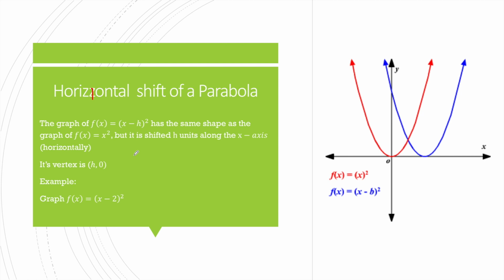Now that might seem counterintuitive, right? x minus h, and it shifts in the positive direction. Here we have, in red, our squaring function shifted h units to the right, even though it's negative. So let's figure out why that works.